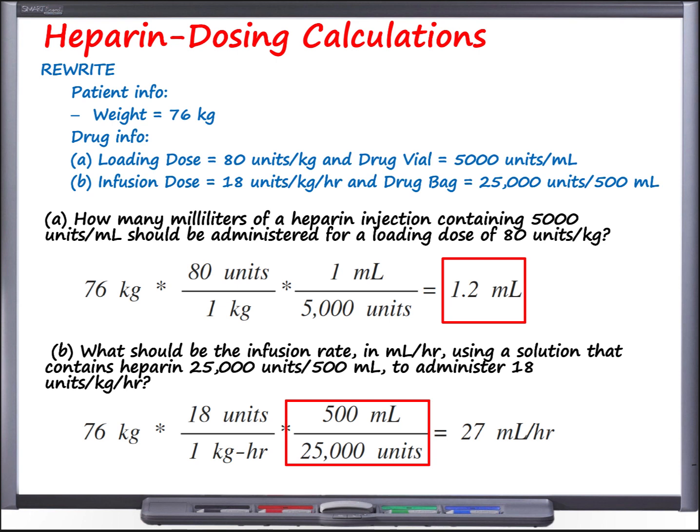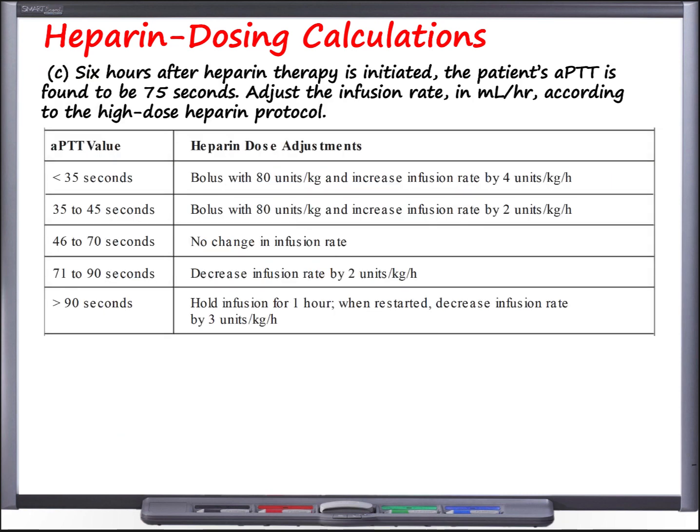Doing this, the units of units cancel again. If we do the math all the way across with 76 times 18 times 500, and then divide that by 25,000, you should get a number of 27. As you can tell, we have milliliters on top and hours on the bottom since it didn't get canceled out. So setting up the equation and multiplying across like that allows us to get our final answer of 27 milliliters per hour. All right, and we've answered the first two parts to this question.